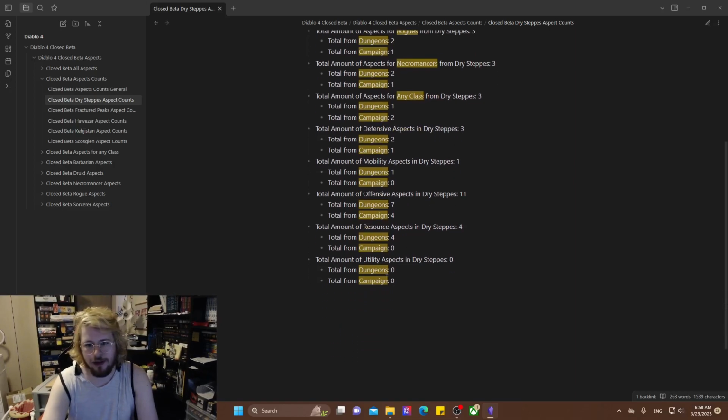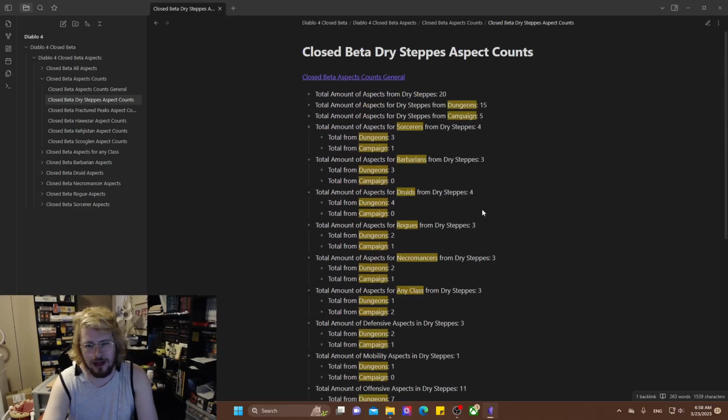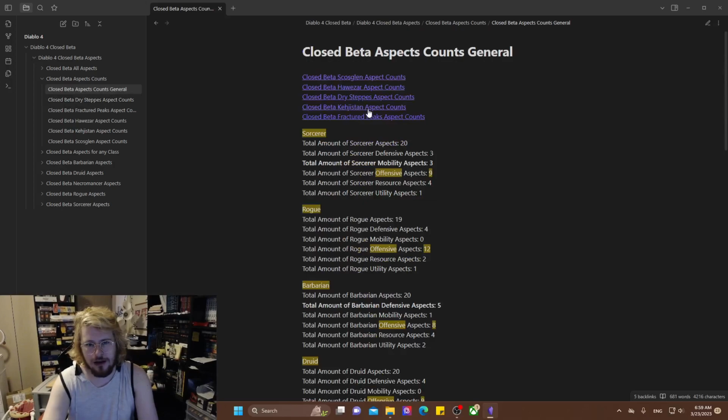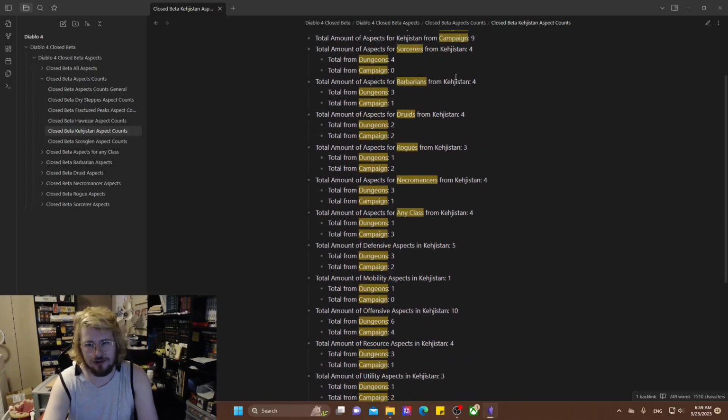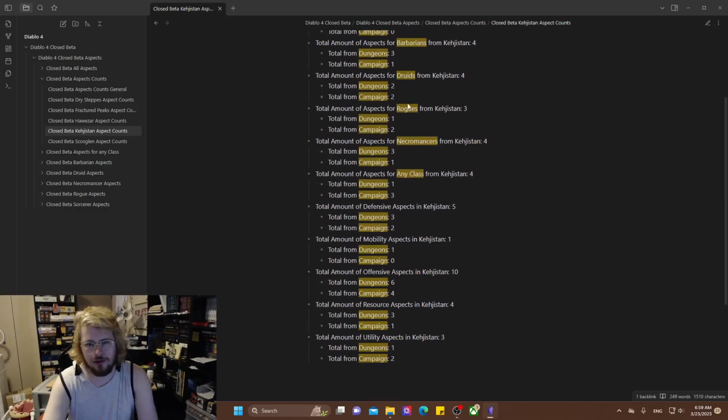And again, a majority of the dungeons are going to be giving you your aspects, while campaign will only be giving you a few. And obviously this is a further breakdown of the aspects and where you might find them. In Kehejistan, sorcerers have 4, and they're all from the dungeons. Barbarians have 4 as well, with 3 and 1. Druids have 4 aspects as well, 2 and 2.